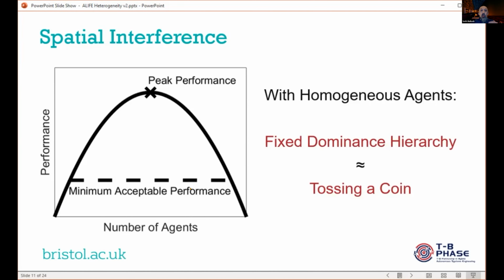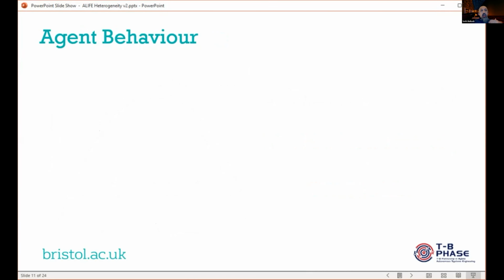And in their paper, when they were considering homogeneous agents, all the agents were fundamentally the same. And one of their results was that establishing a kind of fixed dominance hierarchy just at the beginning of a run, saying, well, you have the highest priority and you have slightly lower priority, was effectively as effective as tossing a coin whenever robots encountered each other. So what we're interested in is a similar model where we build in intrinsic behavior and try to explore not whether we can optimize performance for this task, but whether we get some insight into how heterogeneity can be exploited.